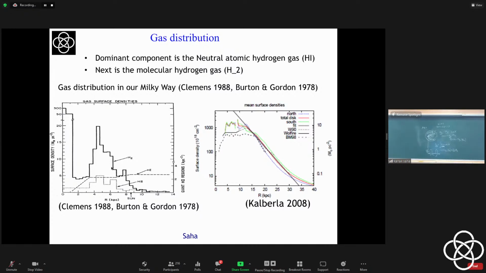You can see the molecular hydrogen peak, which means there is a torus of molecular hydrogen at around 5 kiloparsec from the center of the Milky Way Galaxy. And the neutral hydrogen gas stays flat up to around 14 kiloparsec, which was the limit to which we could measure in the late 70s, early 80s. Okay, so that's the limit.